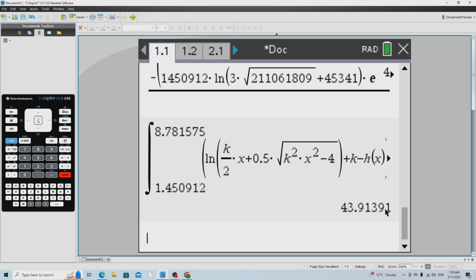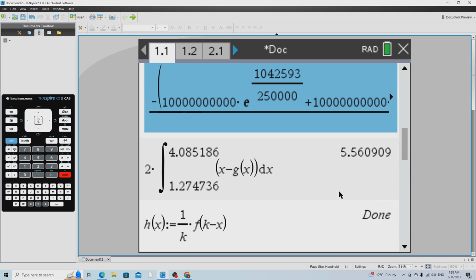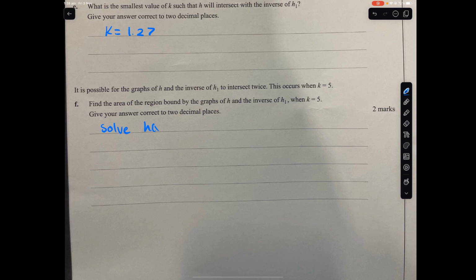Because it's 2 marks, I'm going to just say, solve h of x equals h inverse of x. So the integral is going to be from 1.45 to 8.78, where h inverse of x minus h of x dx should equal, to 2 decimal places, 43.91 units squared. I'm not sure that's 100% true. Let me double check it. If I go over here, analyze graph, bounded area from this point to this point, yes, 43.9. Yes, that's great. Oh my god, this is tiring.